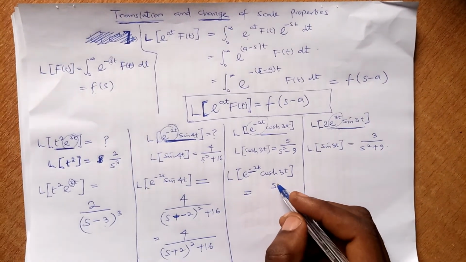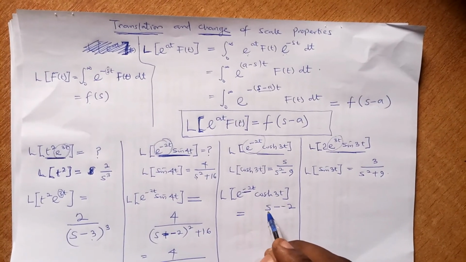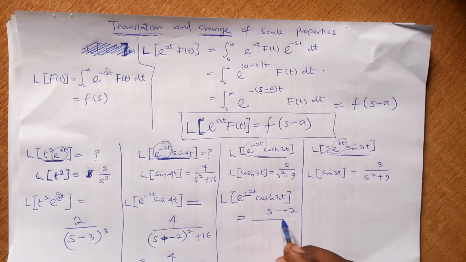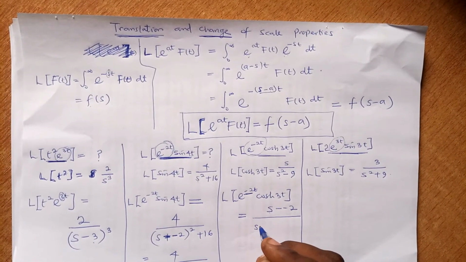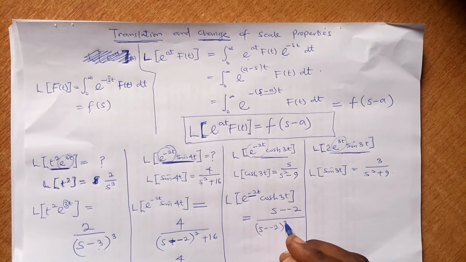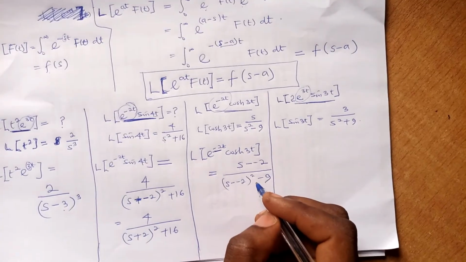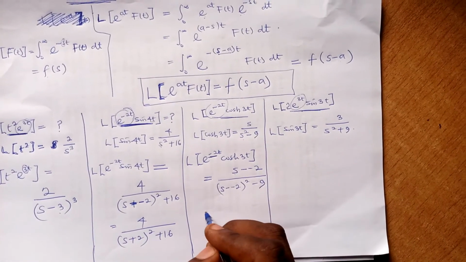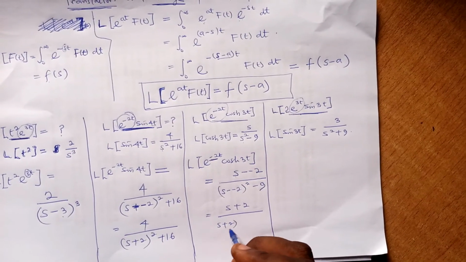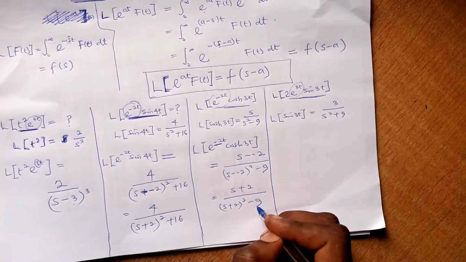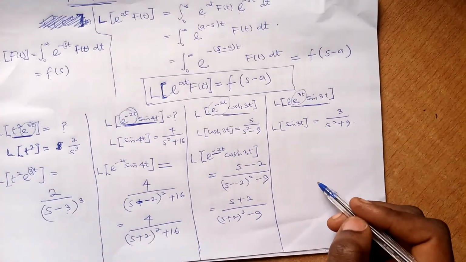So this one will give us x minus minus 2. Wherever you see x, you attach it to it. Then divided by, this one will now be x minus minus 2 squared minus 9. So from here, you can see clearly now that this one is like x plus 2 divided by x plus 2 squared minus 9. So let's consider another example again, which is this example on the board.